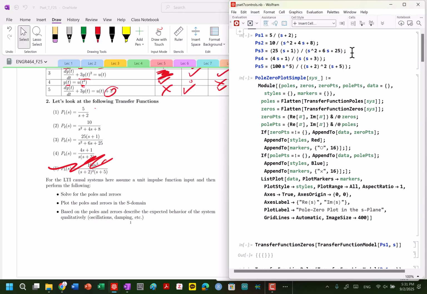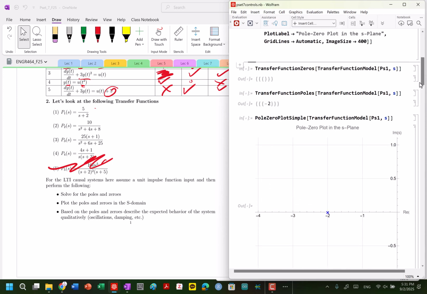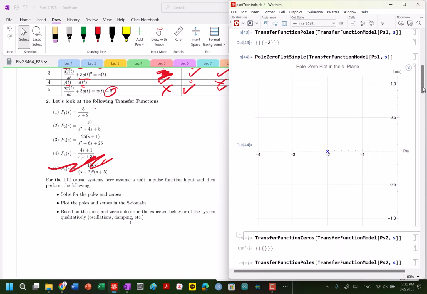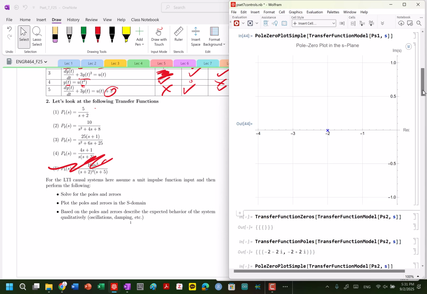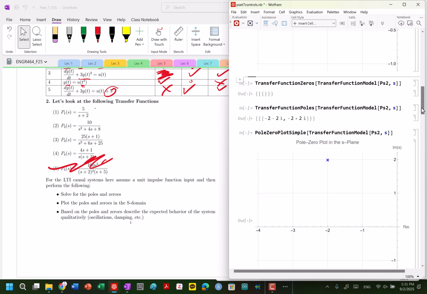So we have our transfer functions here. We have our handy-dandy pole zero plot simple function. So for PS1, we can see, as we might expect, we have a single pole at -2, and we can see that on our graph. So how is that going to look? What's the response to that function? If we only have a real pole, that means we're going to get some exponential decay. So extremely damped, a very exponentially decaying response.